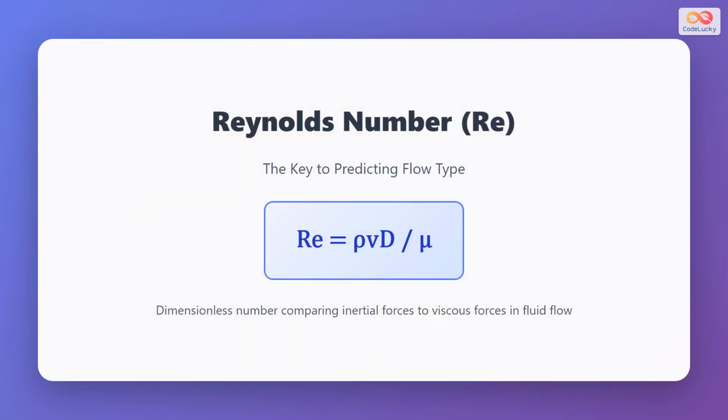So how do we predict whether a flow will be laminar or turbulent? This is where the Reynolds number comes in. The Reynolds number, abbreviated as Re, is a dimensionless number that helps us predict flow type. The formula is Reynolds number equals density times velocity times diameter divided by dynamic viscosity. This number compares the inertial forces, which tend to keep fluid moving, to the viscous forces, which resist motion and dampen turbulence.